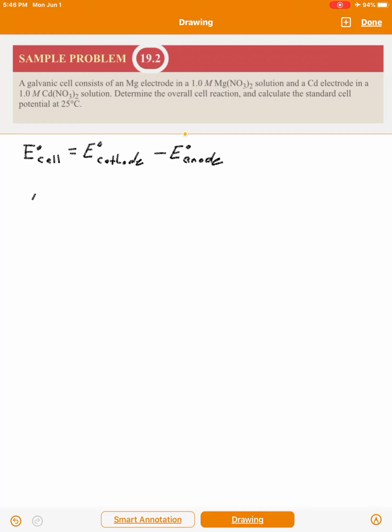So we have magnesium. And take a look at what it becomes when it's an ion. It's Mg(NO3)2. Magnesium is a group 2 metal. That makes it pretty easy. It's in group 2A. So that right there tells you it's Mg2+. So this is an electrode that has magnesium, and I'm going to put a little slash there just to indicate it's also got Mg2+.